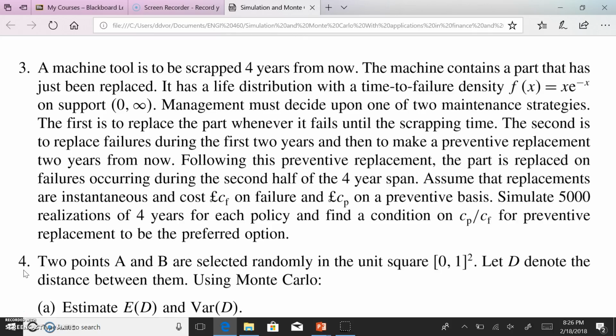The second strategy is to replace failures during the first 2 years and then to make a preventative replacement 2 years from now. Following the preventative replacement, the part is replaced on failures occurring during the second half of the 4-year span. And then it tells us about some assumptions and that we should simulate 5,000 times.